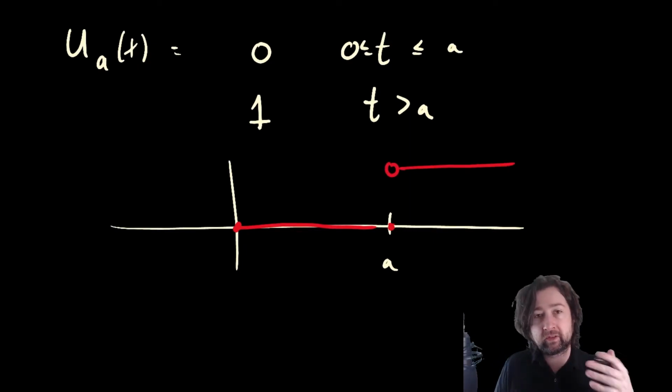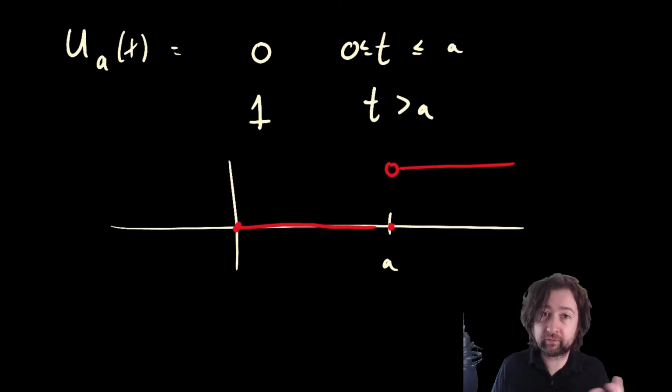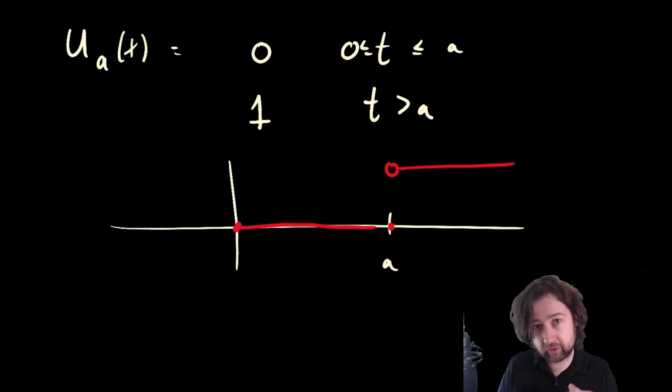Now, the thing about unit step functions is they can be used to turn functions on and off. And this is going to be the basis for taking piecewise defined functions and turning them into functions that just have a single definition. So let's look at a quick example so we can see exactly what the unit step function does to another function. Let's look at the function f(t) is equal to u_2(t) times t squared.